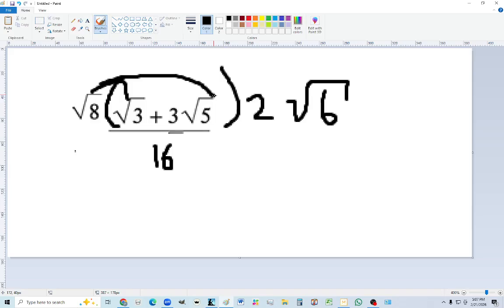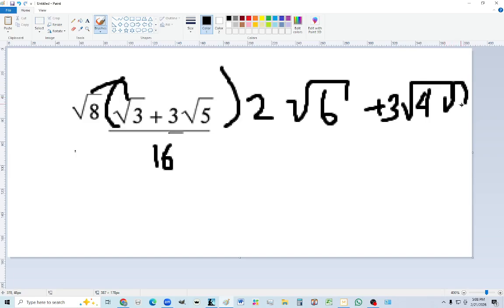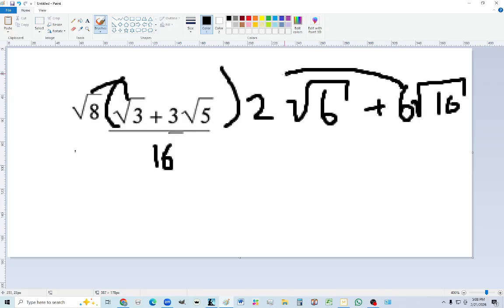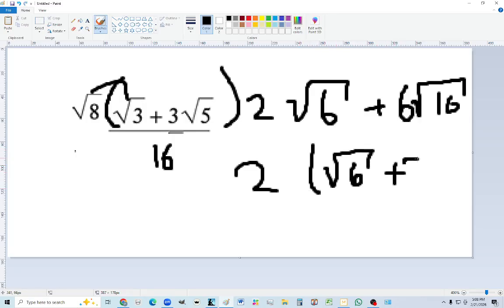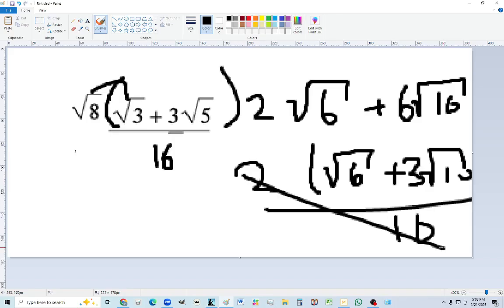And then this could have been rewritten as 3 square root of 40, which can be rewritten as square root of 4 times the square root of 10. Square root of 4 is 2. 2 times this is 6. So you get 6 times the square root of 10. And then you can see that this 2 and these 2, you can take a 2 out of both of them. And you're left with square root of 6 plus 3 square root of 10 over 16. And the 2 goes into the 16 8 times.